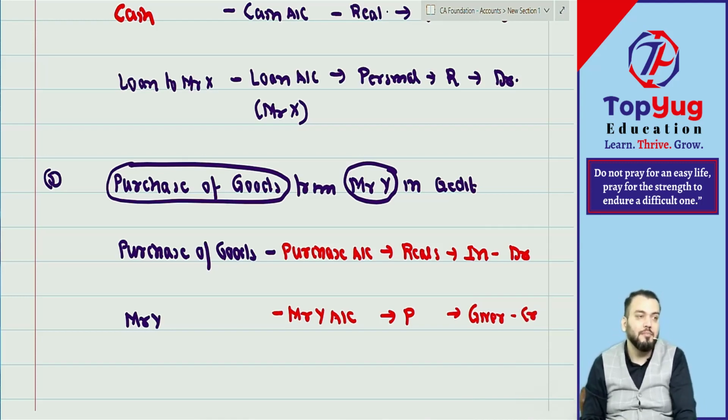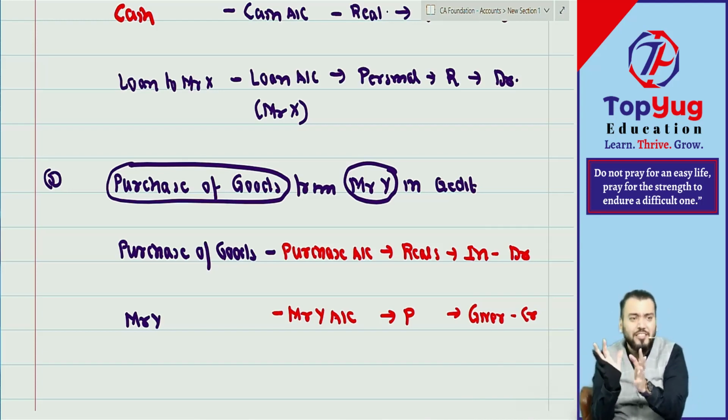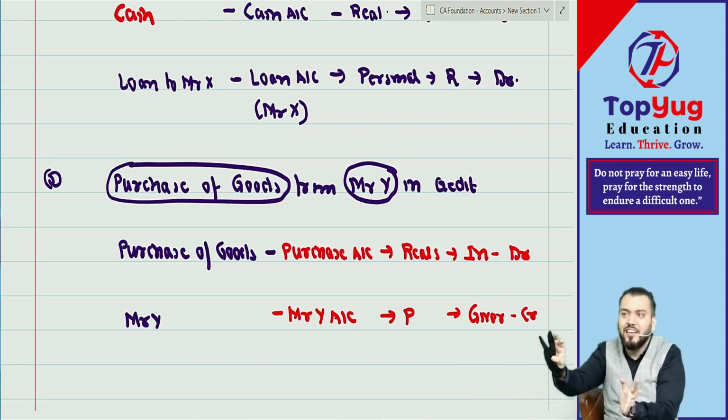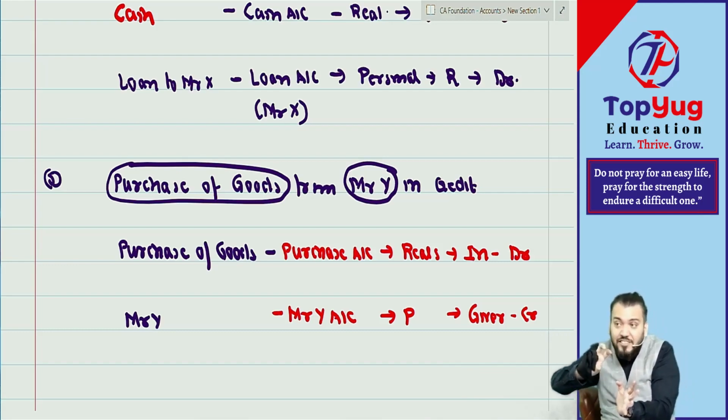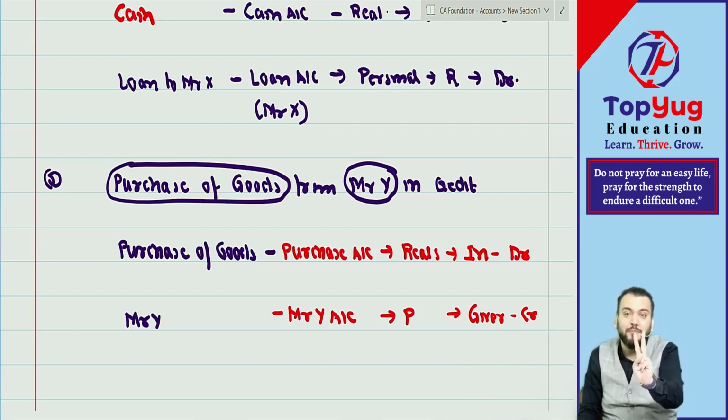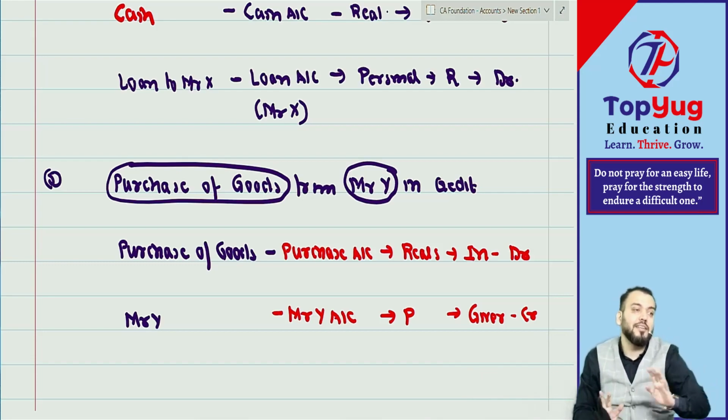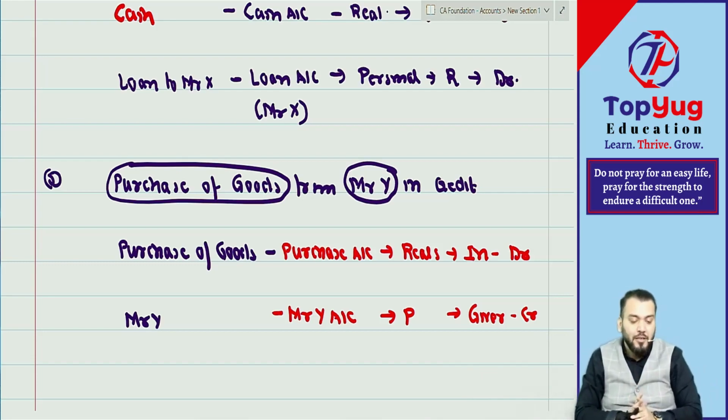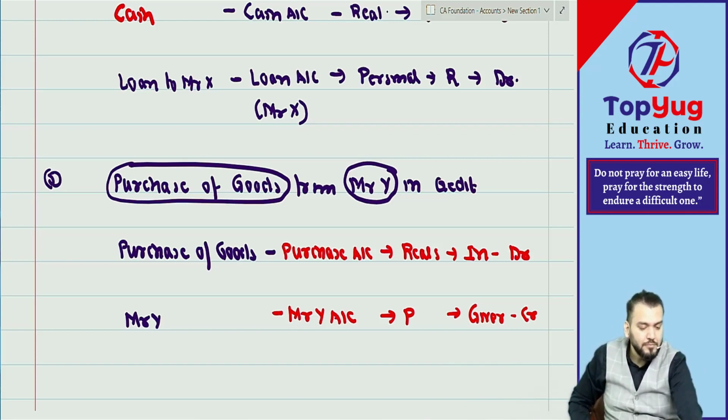Understood? Enough. Now we'll take many other examples, but basically you have understood how to analyze the transaction. So we are doing analysis of transaction to find out two aspects. One is debit, other is credit. Correct? Have you understood this much? I hope you have understood. Any doubt? No doubt.